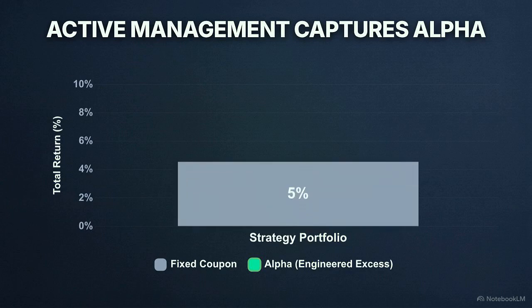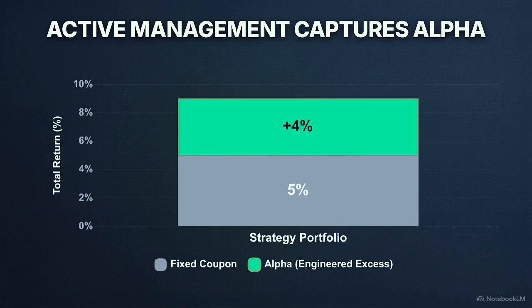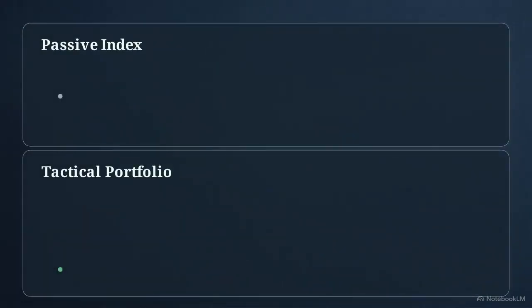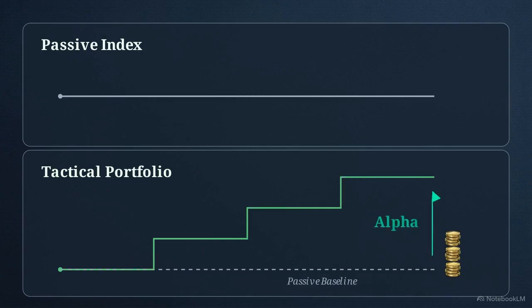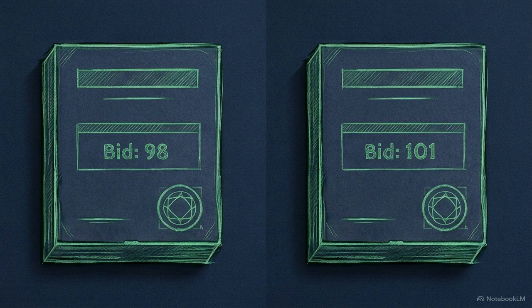This is where active management steps in to capture alpha, the engineered excess return generated above and beyond a bond's fixed coupon rate. Portfolio managers operate as active traders, capitalizing on secondary market movements long before a bond ever matures. While a passive index generates a flat baseline yield, a tactical traded portfolio captures compounding outperformance by treating bonds as liquid, tradable instruments. A bond's yield is mathematically fixed at issuance, but a portfolio's total return is engineered in the secondary market. Active fixed income relies on a single axiom: the bond market is not perfectly efficient.